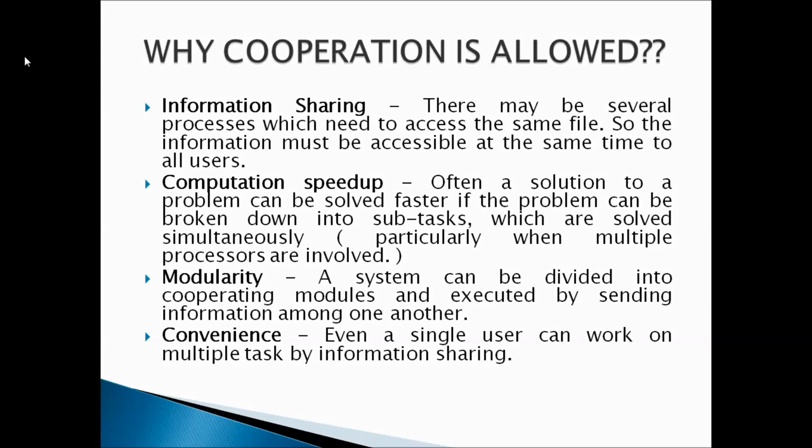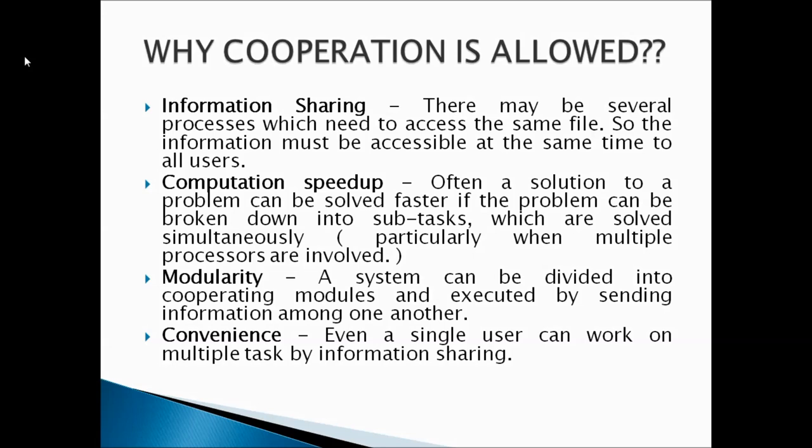Next, modularity. A system can be divided into cooperating modules and executed by sending information among one another. So what is a module? A module is nothing but a part of a system divided to do separate tasks, where each module can communicate with the other modules. So if we allow cooperation, obviously one module can communicate with the other module and they can do their tasks. That is the thing.